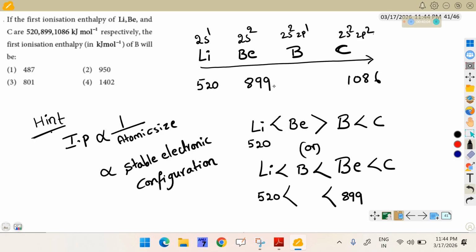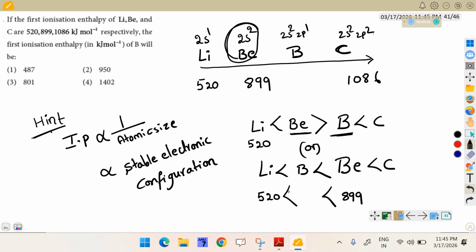Across periods, left to right, atomic size decreases. What is the relation between atomic size and ionization potential? Ionization potential is inversely proportional to atomic size. But ionization potential not only depends on atomic size, it also depends on stable electronic configuration. Here beryllium electronic configuration is stable. That's the reason beryllium ionization potential value is more than that of boron. The correct order is lithium less than beryllium greater than boron less than carbon, or lithium less than boron less than beryllium less than carbon.